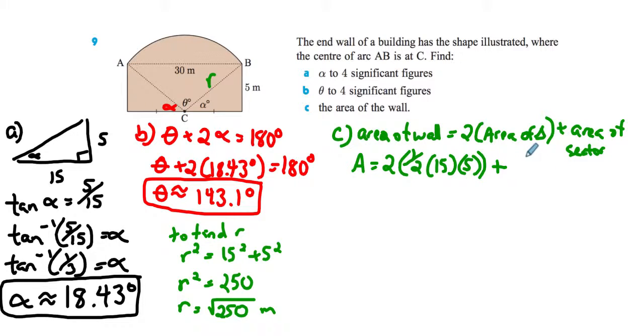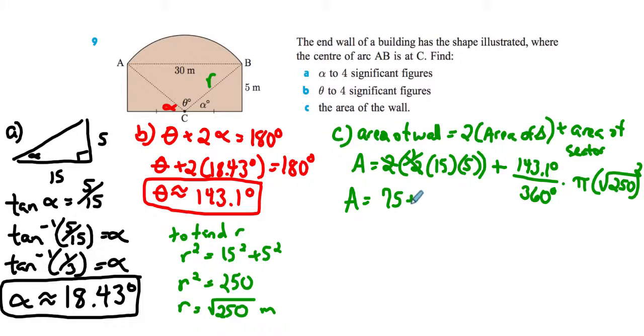So, area of a sector. Well, theta, 143.1, divided by 360, times pi, times r squared. So the square and square root cancel out, and that just becomes 250 times pi. Simplifying this down, I get 75 plus.